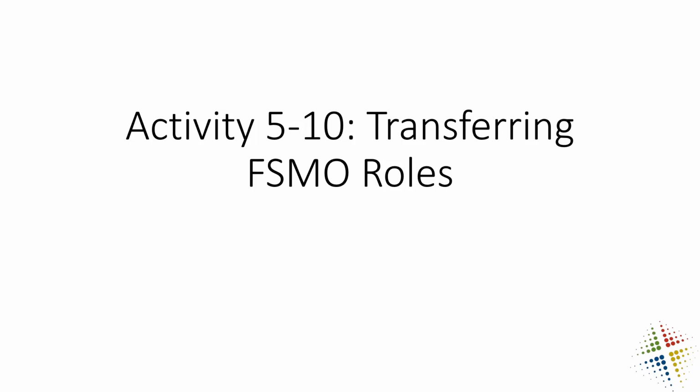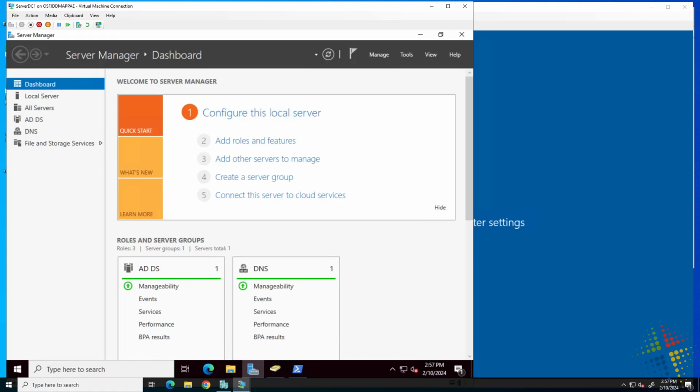In this video, we're going to cover activity 510, transferring of the flexible single master operations roles in our environment. At this point, we now have two domain controllers in our environment. We have server DC1 and server SA1. And so we will want to look to see what it takes to balance those roles back and forth.